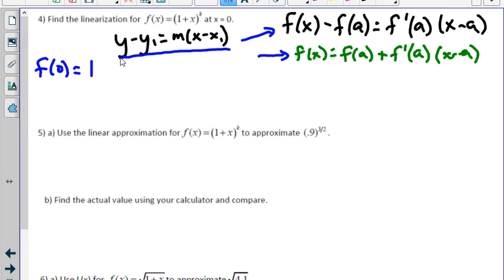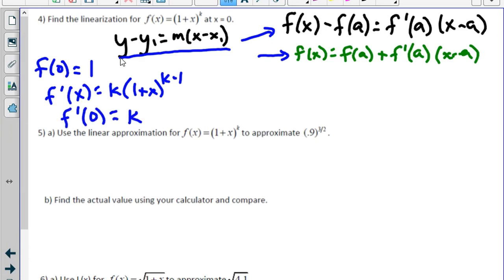So what we're going to do here is take the derivative of this function. So f prime of x equals k times 1 plus x to the k minus 1. Remember, we're treating k like it's a constant. We just don't know what the constant is at this point. And now if we take f prime of 0, we get k times 1 plus x to the k minus 1. Well, since we put 0 in, it's 1 to the k minus 1. It still doesn't matter what it is. So f prime of 0 is always k.